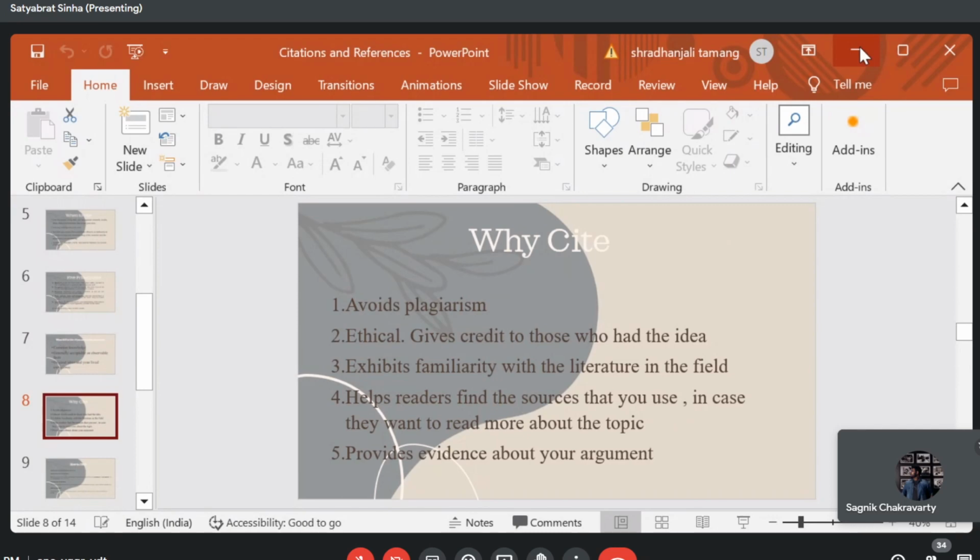Even if that entire text may not be useful for me, specific ideas that the authors have used in the text help me chase what I'm interested in. So it helps readers find the sources that you as a writer have used.